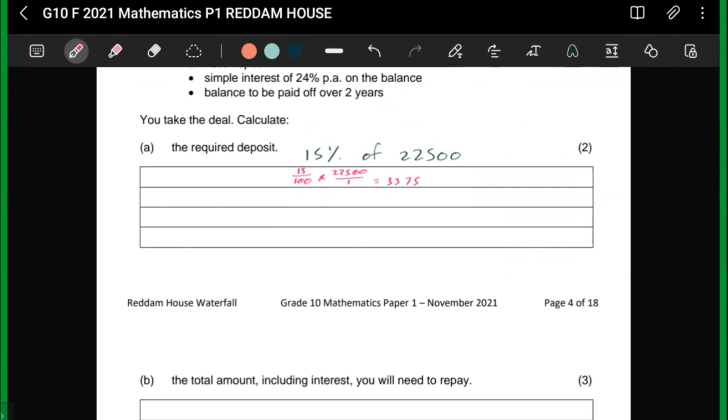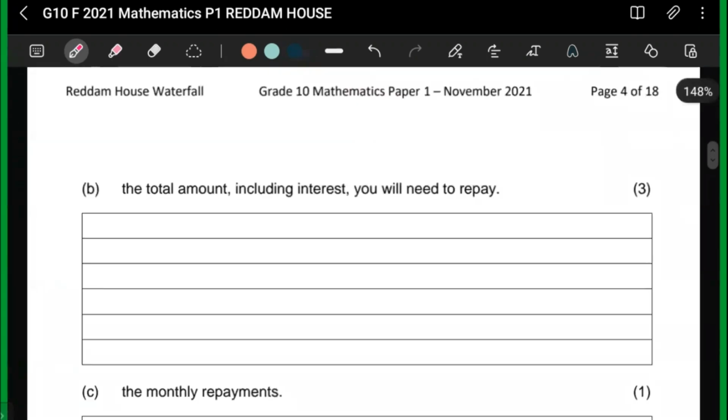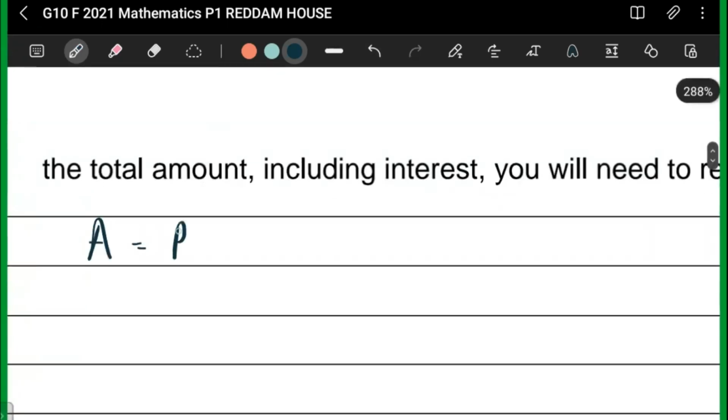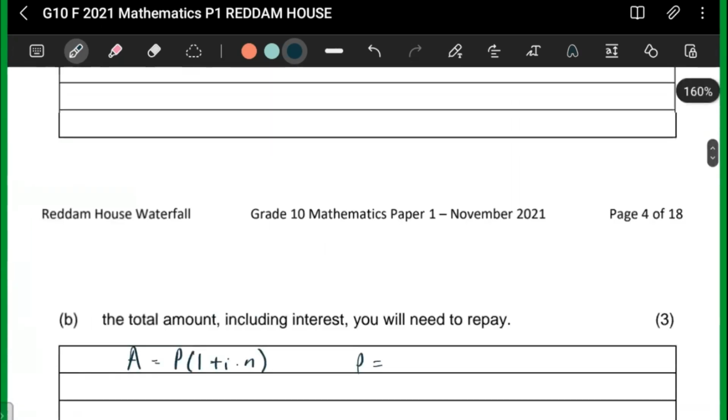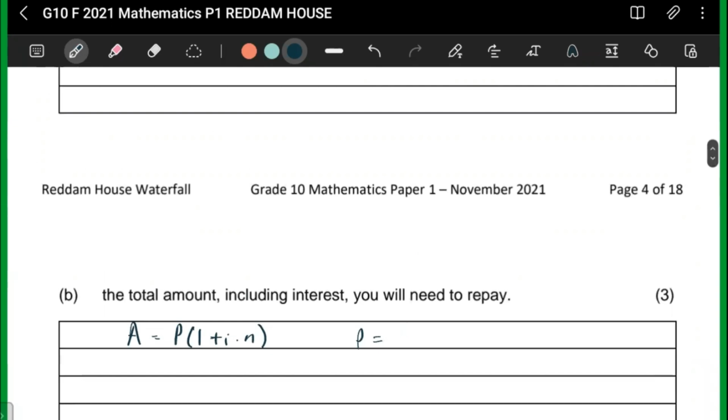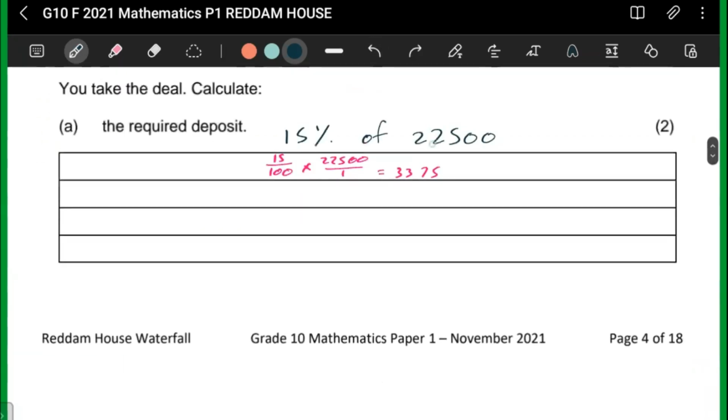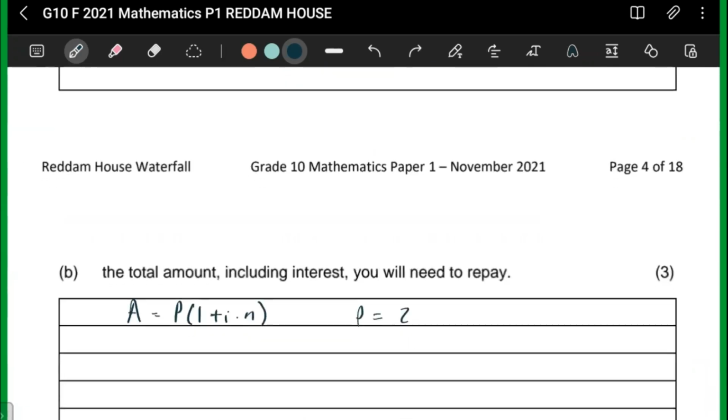So this is just a question where we have to use the simple interest formula, where we know that the simple interest formula is just A equals P times (1 plus i multiplied by n). Now P is the amount that you're owing. So the amount that you're owing is going to be the value of the computer minus what you paid.